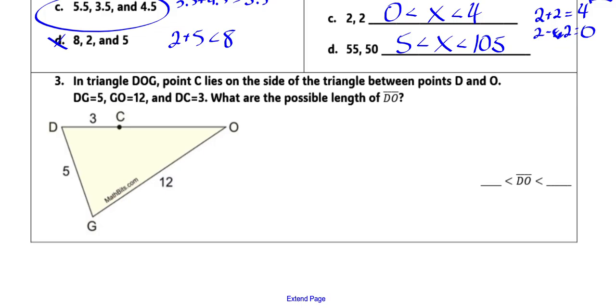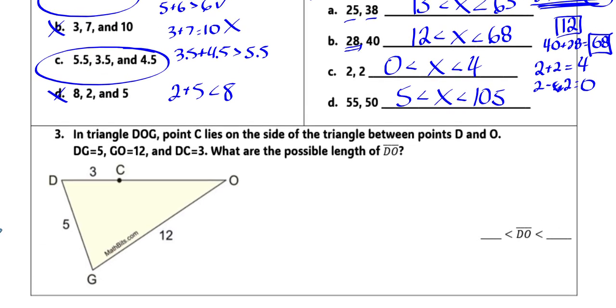All right, last one. In triangle DOG, point C lies on the line of the triangle between points D and O. DG is 5, GO is 12, and just DC is 3. What are the possible lengths for DO? So we want to figure out what does CO have to be, and then think about what is DO, what are the possible ranges for DO.